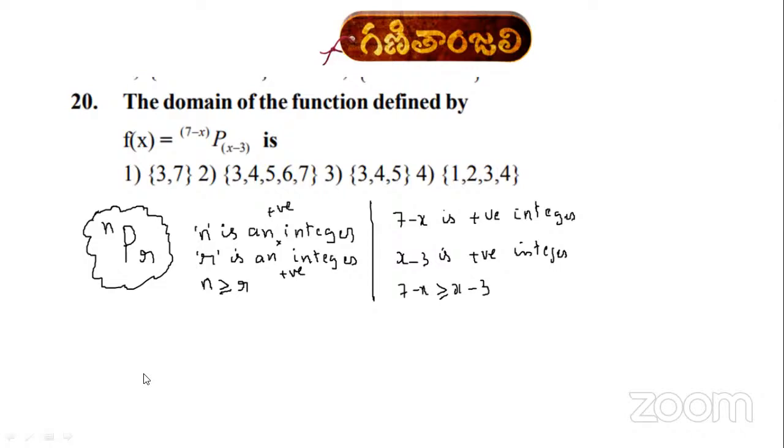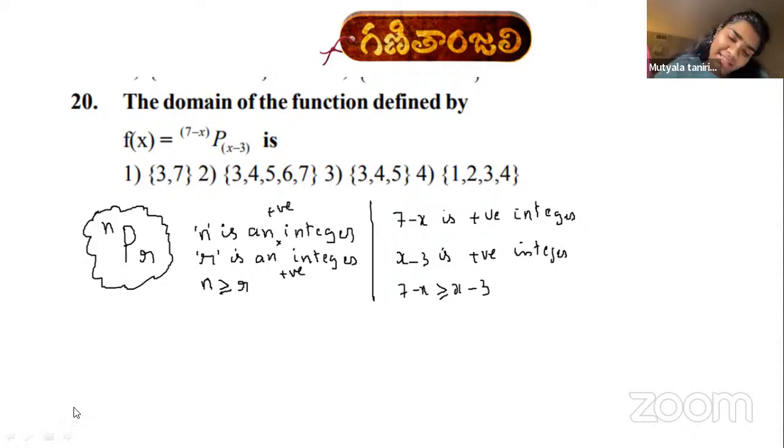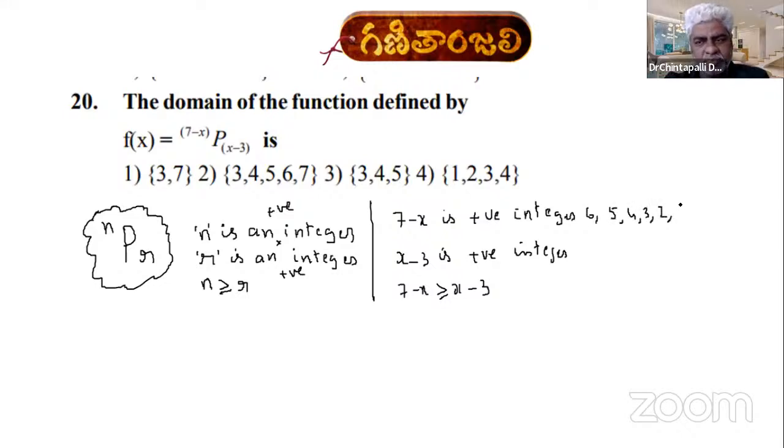Not option 1. First of all, think about the values of x satisfying 7 minus x positive. So it's anything less than 7, sir. Very good. That means the value is less than 7: 6, 5, 4, 3, 2, 1, of course 0, and -1 also.